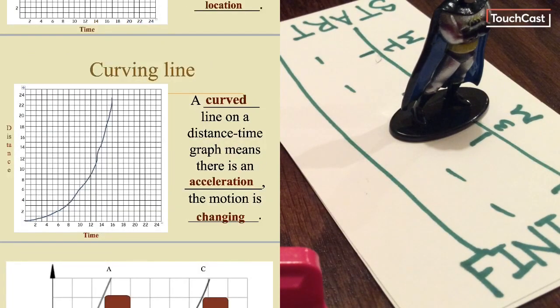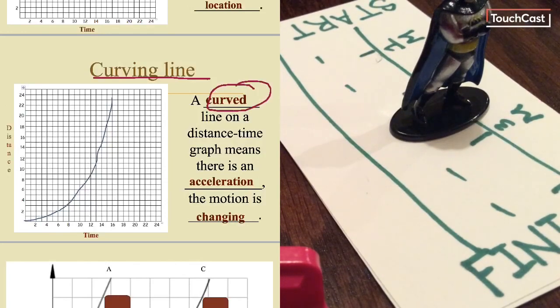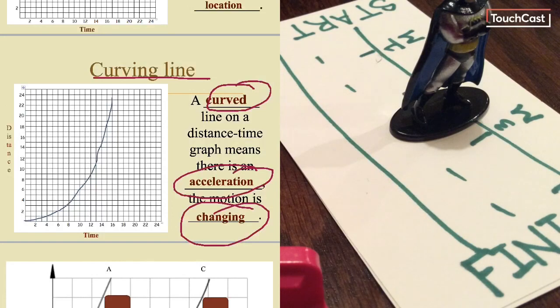All right, let's look at that last empty box there. We're focusing on a curving line. Let's fill in the blanks. A curved line on a distance time graph means there is an acceleration. The motion is changing. Remember, acceleration is any change in motion: speeding up, slowing down, stopping, or changing directions. So let's go back to identifying where Batman is on the graph.